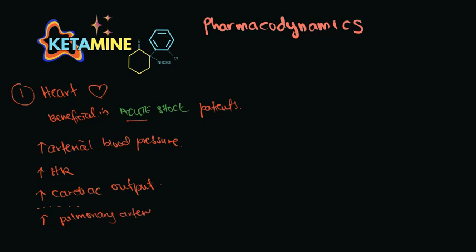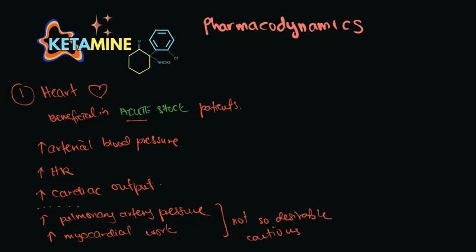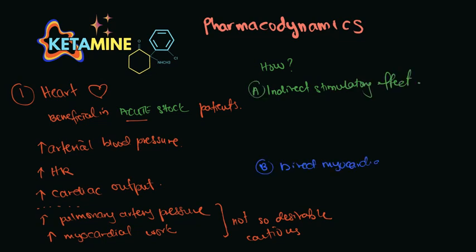However, it also increases pulmonary artery pressure and increases myocardial work, increasing its consumption of oxygen, and these are not so desirable effects of ketamine, so it has to be used cautiously in patients with heart conditions and ischemic heart disease. All of these cardiovascular effects can be observed due to its indirect and direct myocardial effect.